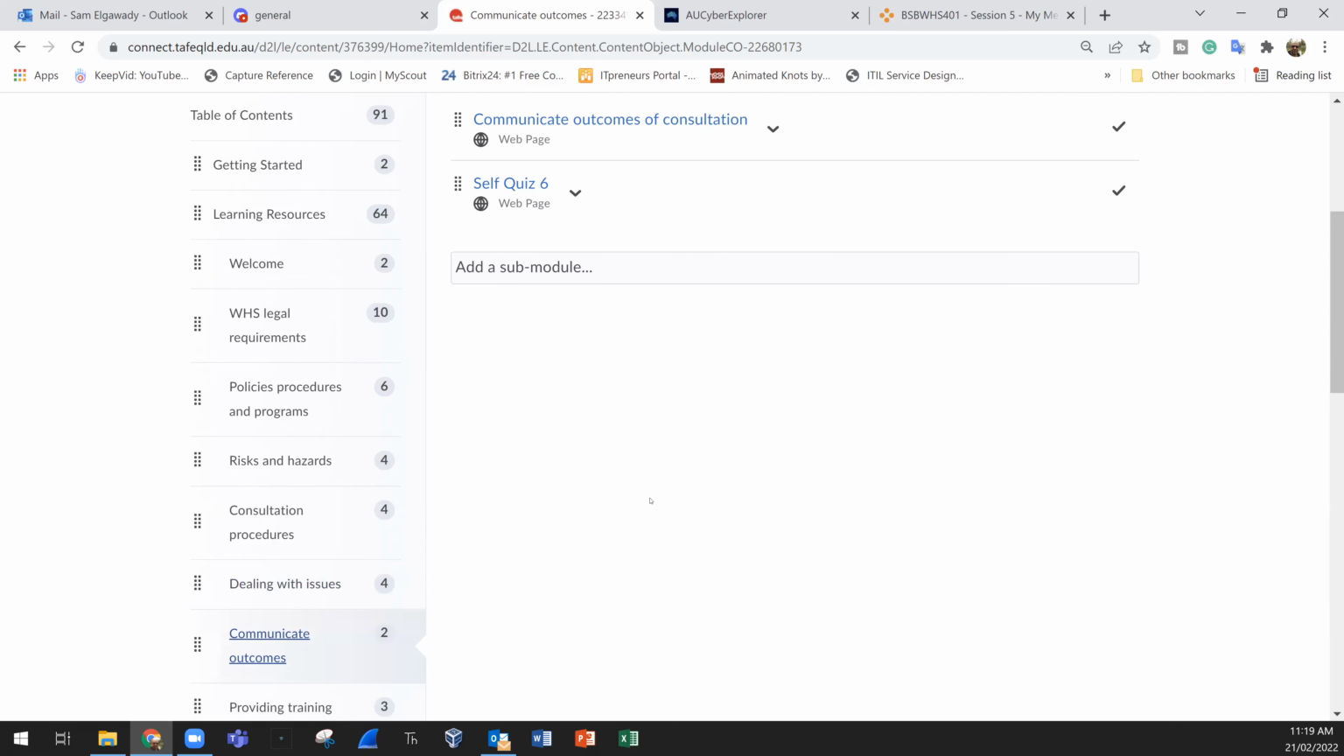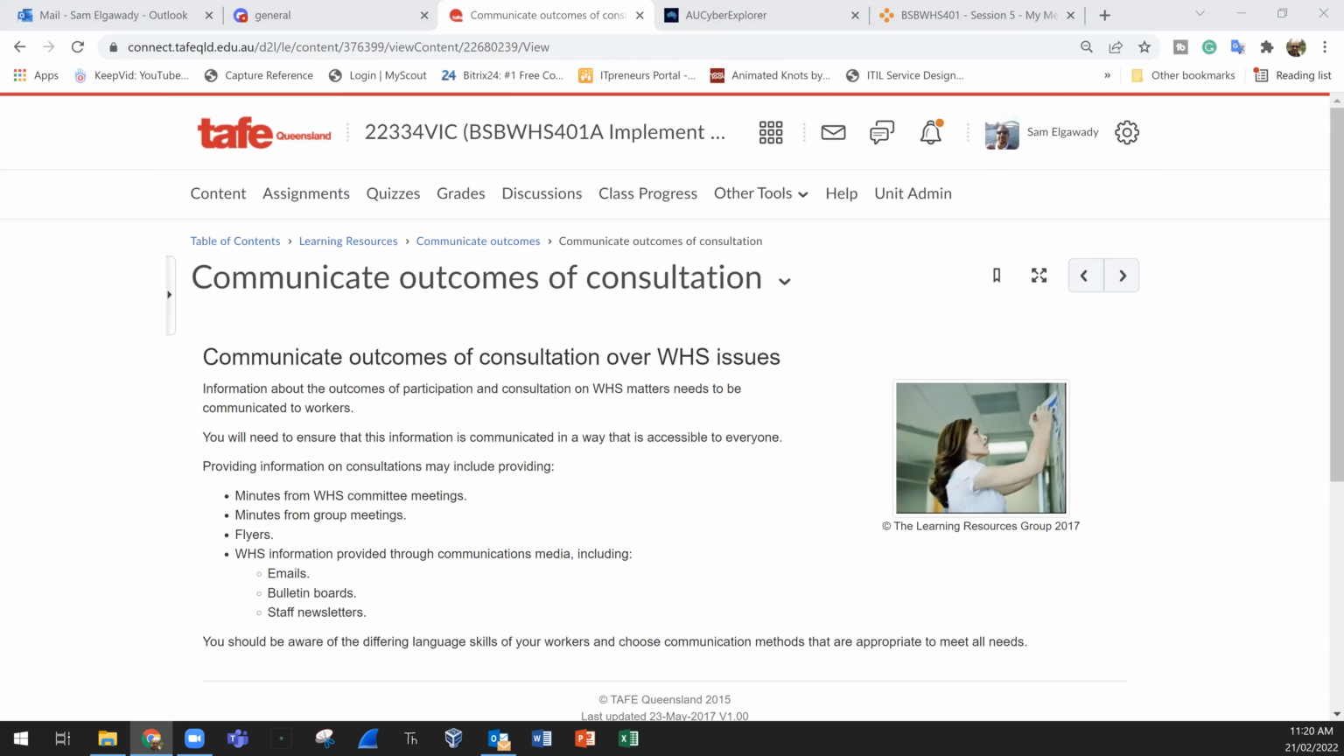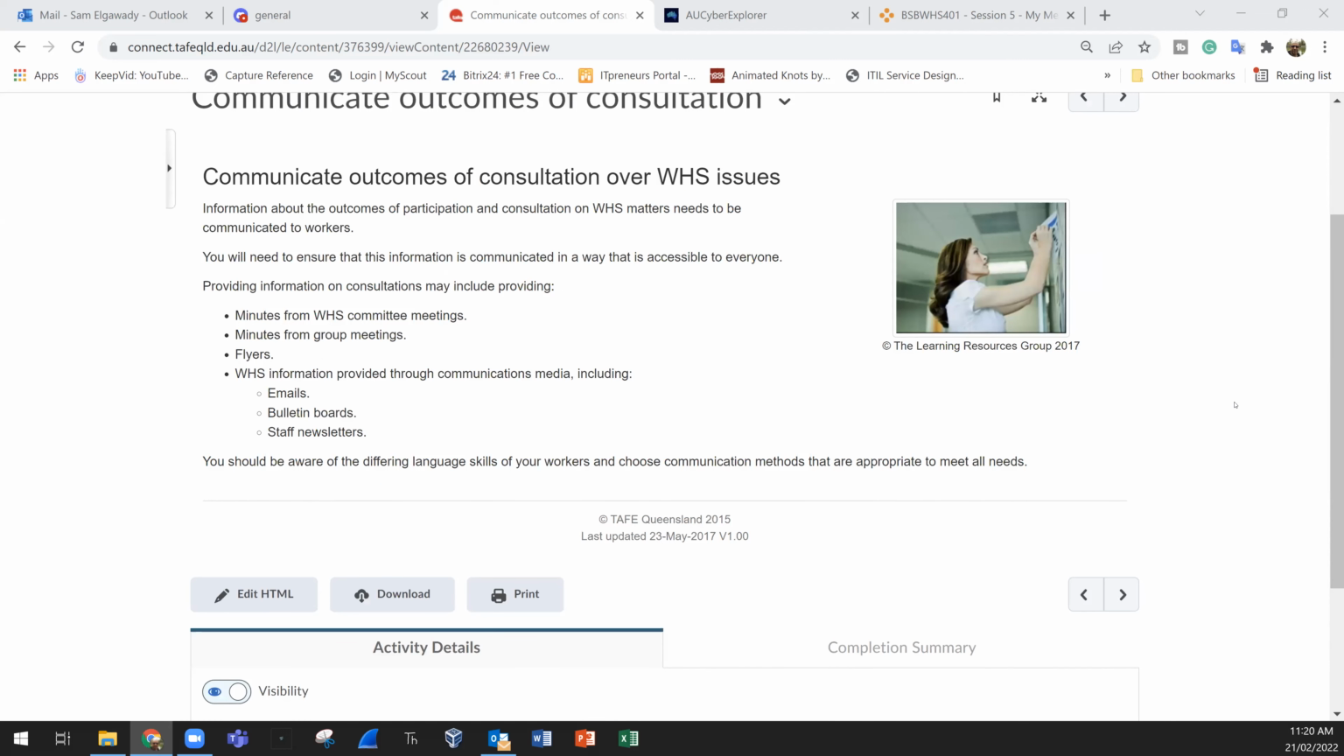So today's topic, the one we are starting with, is communicate outcomes of consultation. So we had different discussions, and we have different meetings. So when you participate and discuss WHS matters, after reaching some conclusions, we need to communicate with stakeholders. Stakeholders is a term we use for people affected negatively or positively by doing or not doing this activity. So we need this information to be communicated to everyone.